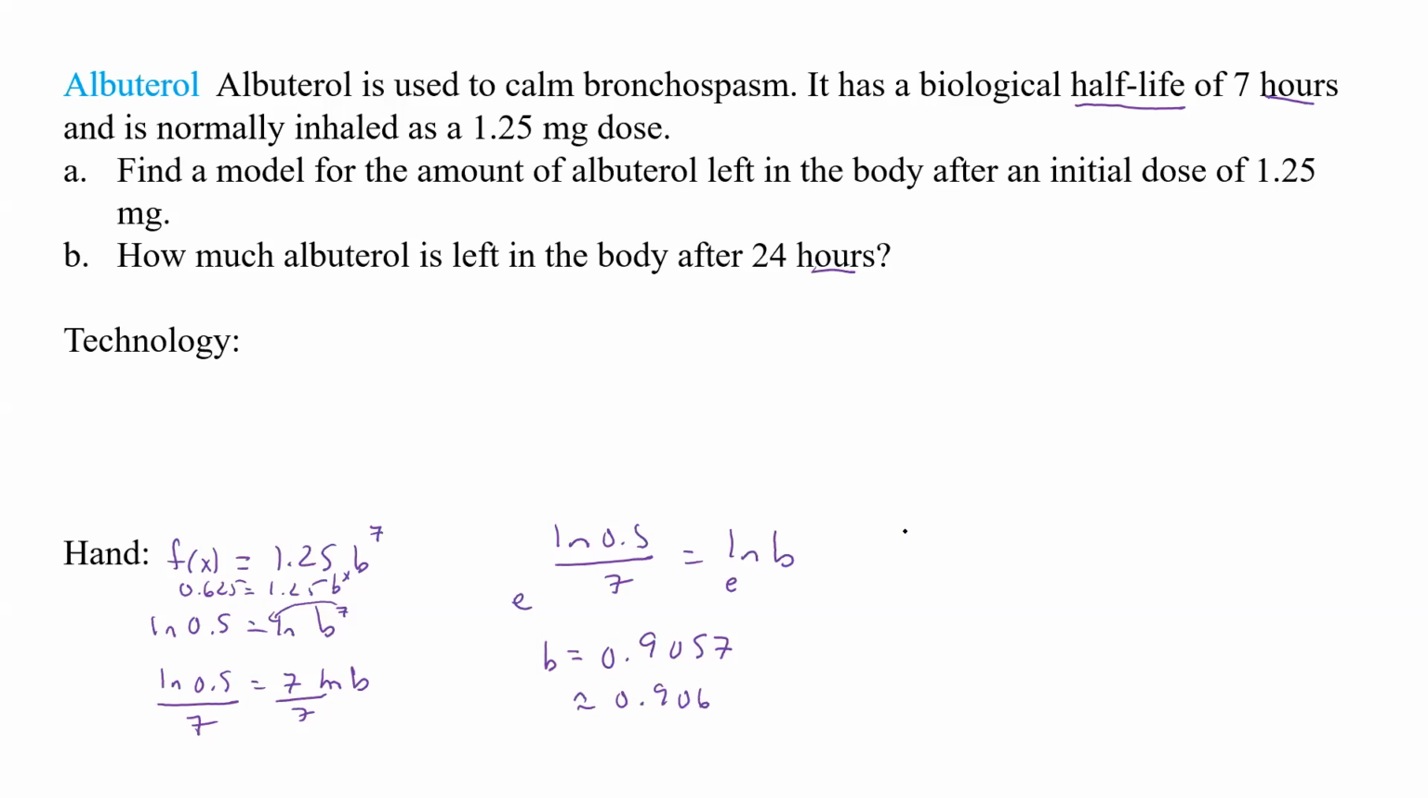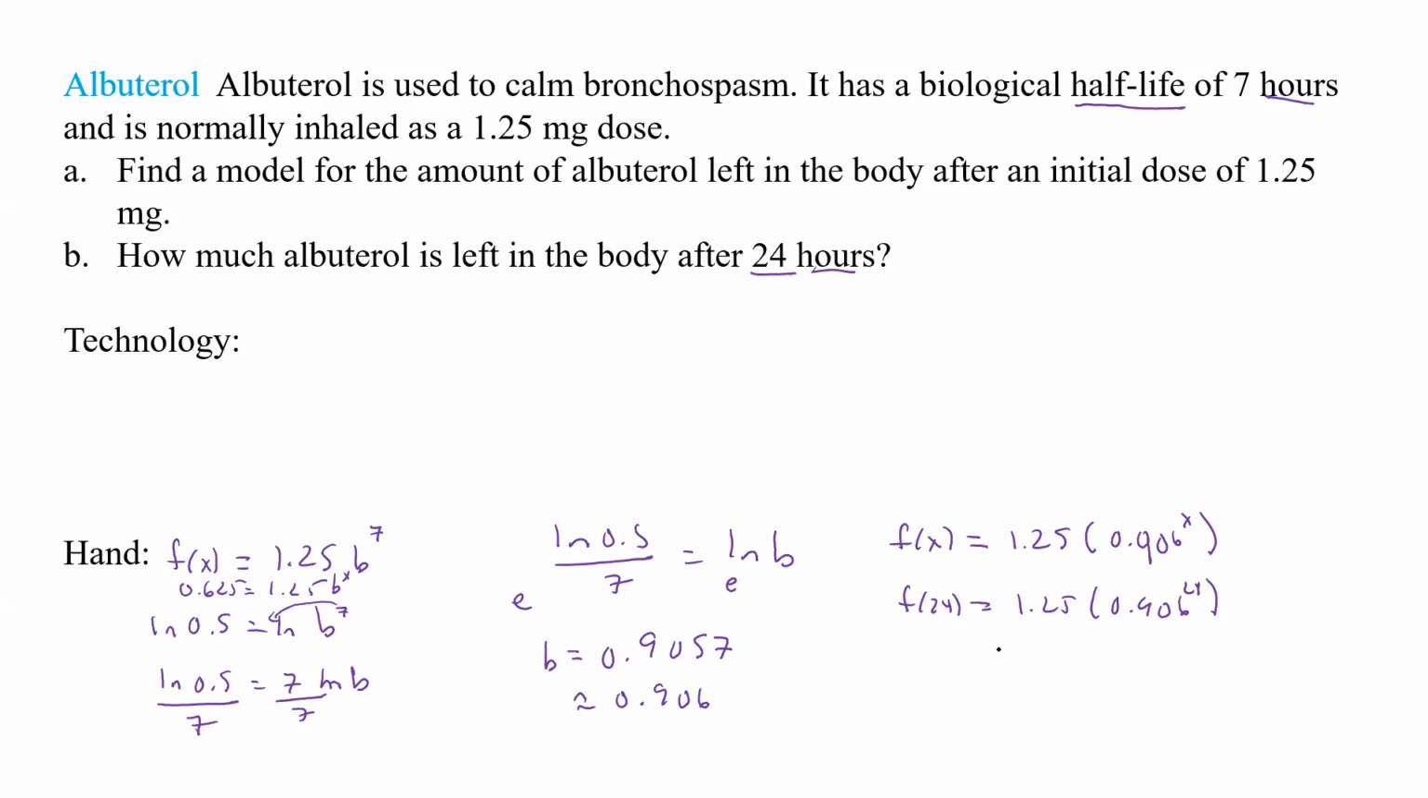And so that gives us f of x equals 1.25 times 0.906 to the x. And so that will be our general form of the equation. Now we want to know how much albuterol is left after 24 hours. So we want to find f of 24. So we take 1.25 times 0.906 to the 24.